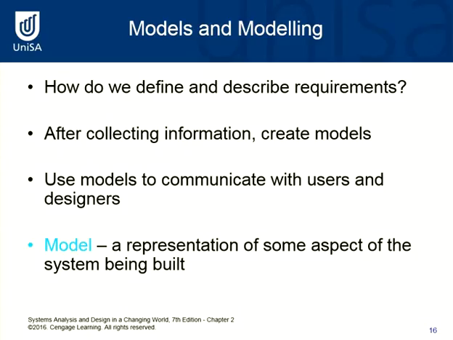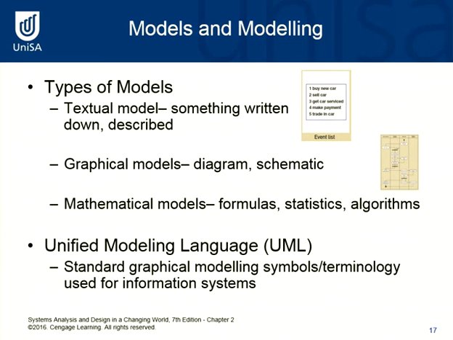And they're basically used to communicate with the users and the designers. So there's multiple levels of communication that have to occur. So you've got to be clear and concise in what you're providing to the respective audience. So the model is the representation of some aspect of the system being built. Now, some examples of models. Textual model, so we write something down, for example, an event list. A graphical model, that's an example of an activity diagram. And there are also mathematical models.